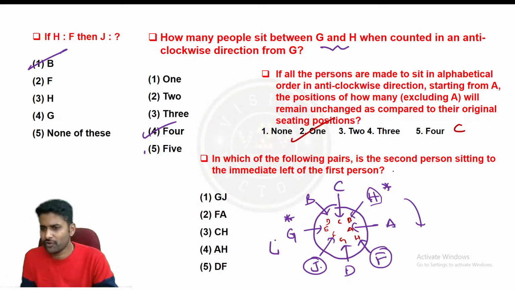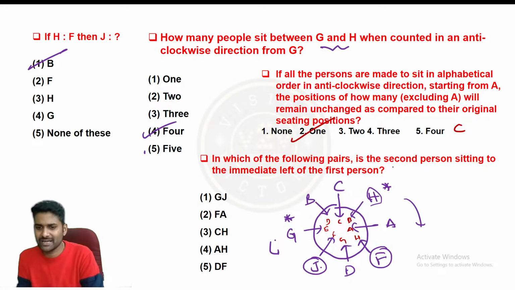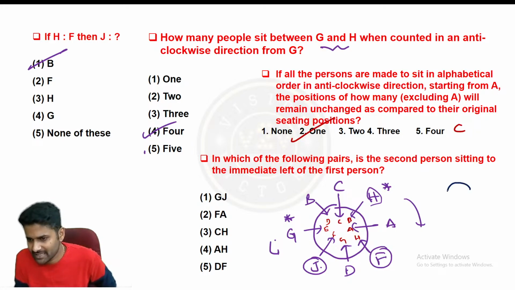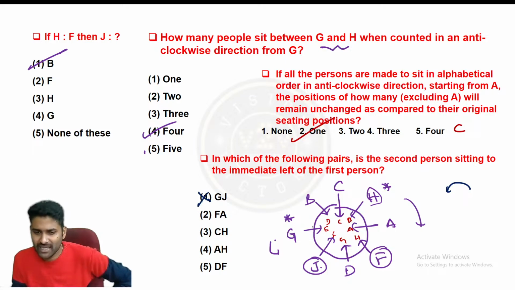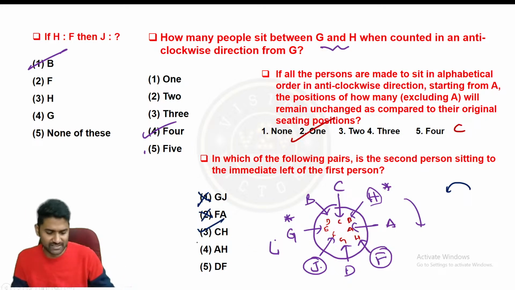Last question: which of the following pairs has the second person sitting immediate left of the first person? We need immediate left. J is immediate left of G. Guys, it's wrong. Why? Because J is the immediate right of G. F, A: A is the right of F. H is the immediate left of C. It satisfies that condition.